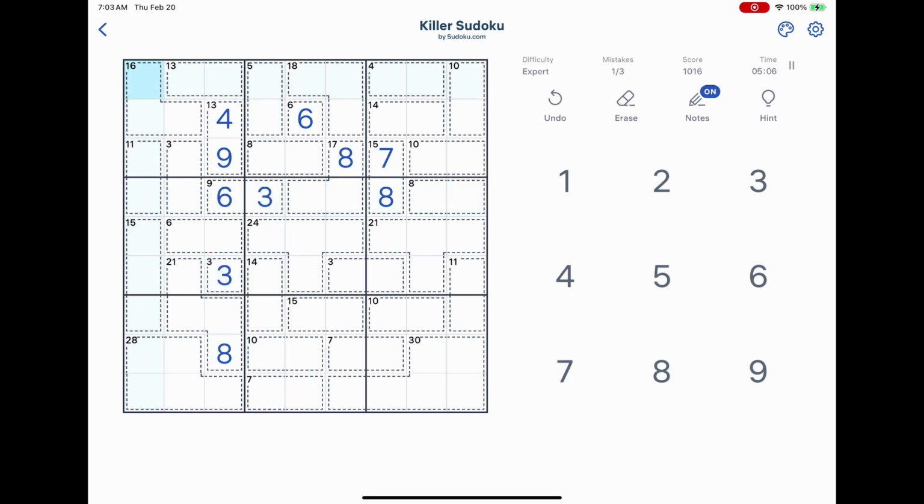Finally, when you enter the candidates, you can sweep your finger through the numbers. It's not necessary to enter the candidate numbers one at a time. Okay, here we go.